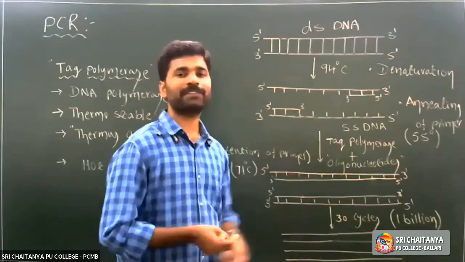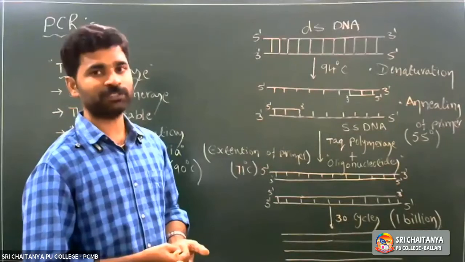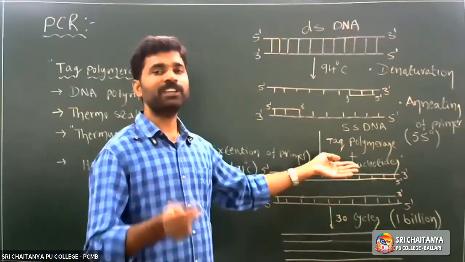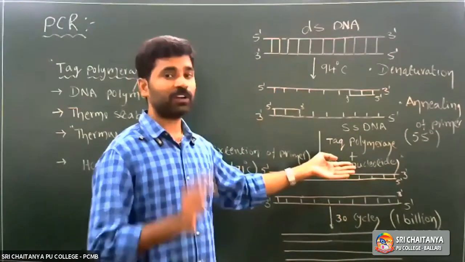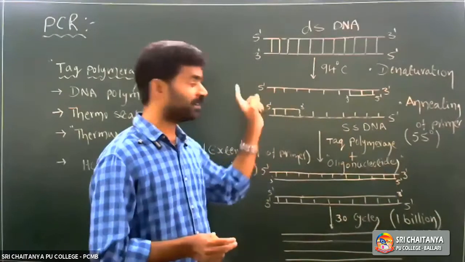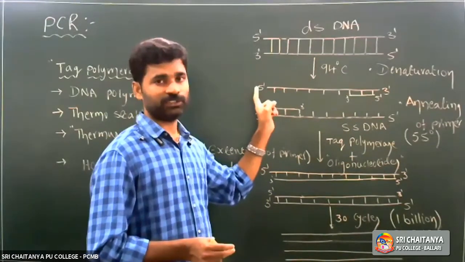The Taq polymerase enzyme is activated by the magnesium ion. And oligonucleotides are nothing but deoxyribonucleotides, not ribonucleotides. Why? Because it is DNA amplification, right?